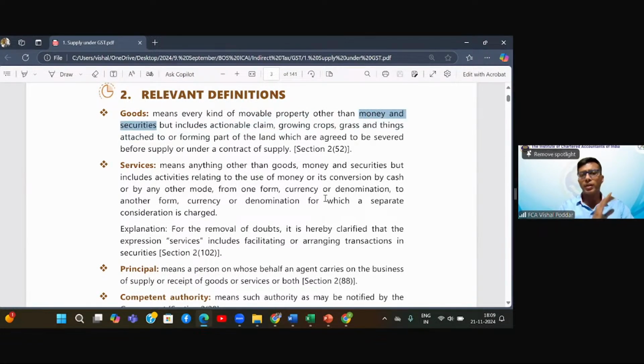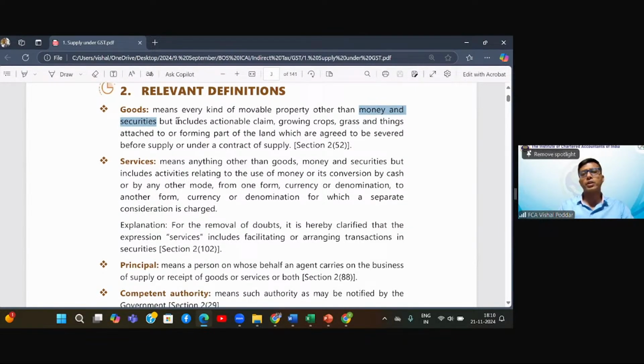So these two things will never come under the levy of GST: money and securities. And that is why, if you remember, in the last lecture, we discussed that whenever you are buying or selling any type of shares, debentures, mutual funds, or any of these items which are termed as securities, there is no GST.